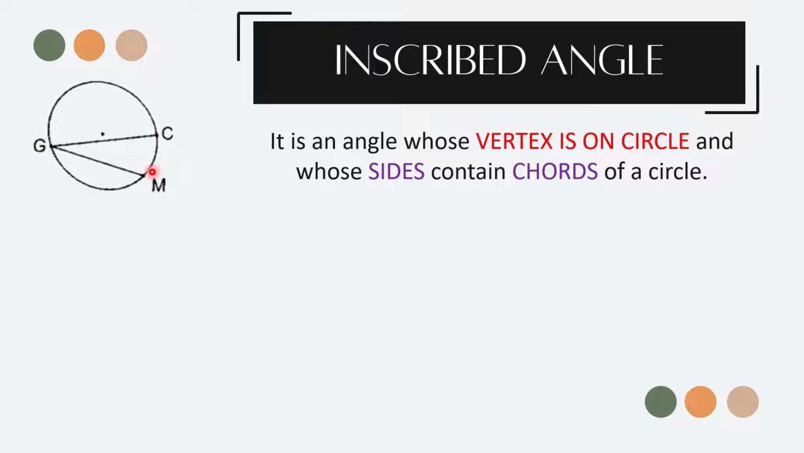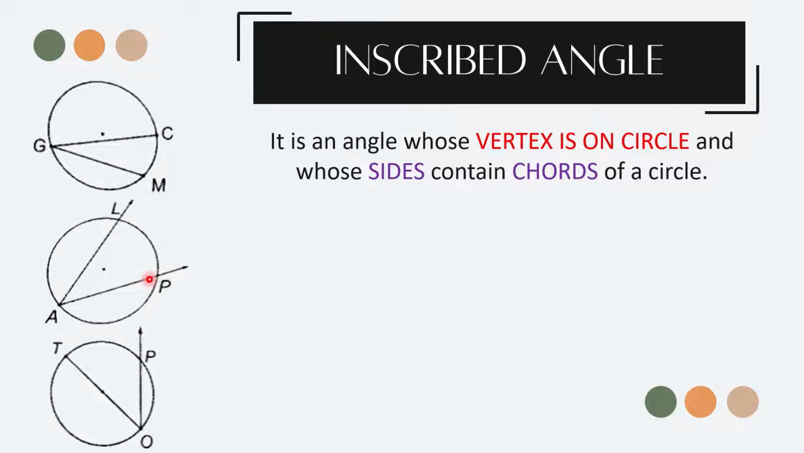In angle CGM, the vertex is point G and point G is on the circle. At ang sides naman nitong angle CGM are chords of the circle. We have segment GC and segment GM. Another example of an inscribed angle is angle LAP. Vertex is point A that lies on the circle, and the sides contain chords of the circle. So we have your segments AL and AP.